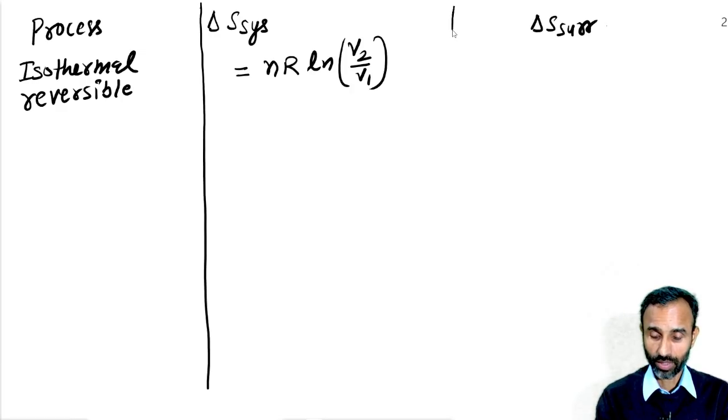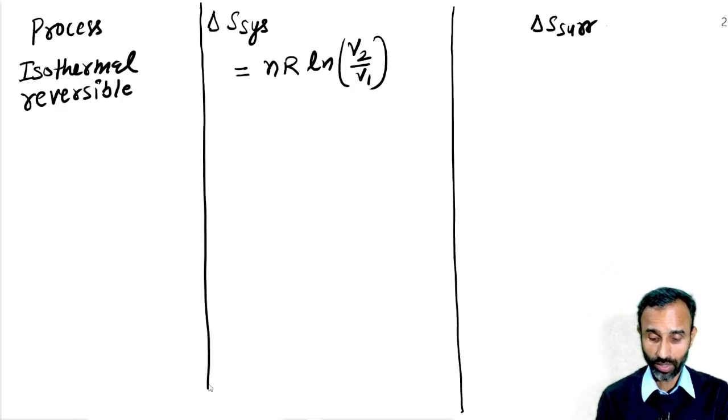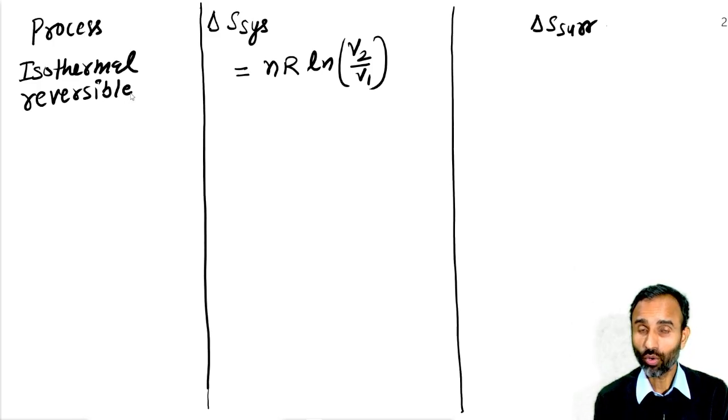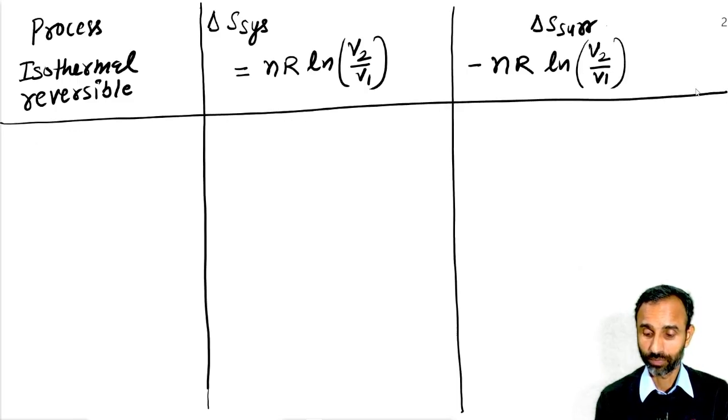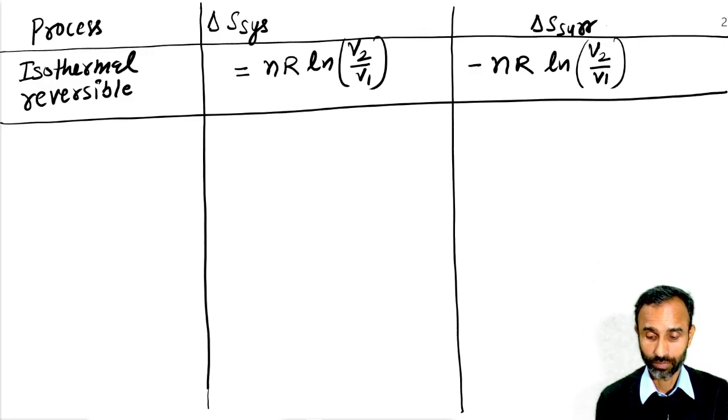And if it is isothermal and reversible, so you know, for such a system delta U is 0. So heat absorbed by the system is equal to heat released by the surrounding, and in this way delta S surrounding becomes minus nR natural log of V2 by V1. Yes, we can write P1 by P2.